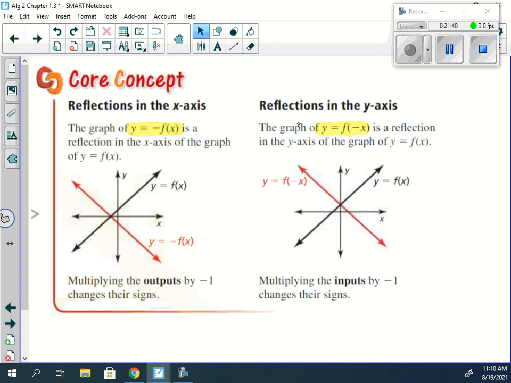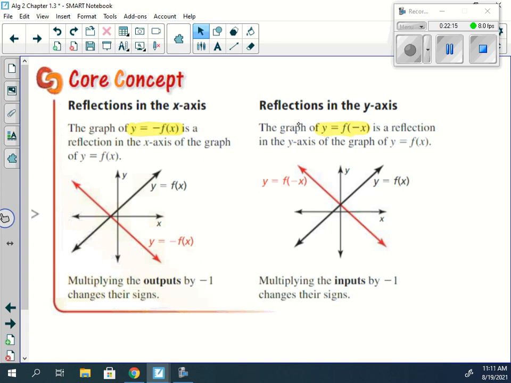Now, when I talked about these yesterday, I talked a little bit about inputs and outputs, affecting the input, affecting the output. When we talked about moving stuff up and down, we're talking about the output. We're changing the output and moving it up or moving it down. With reflections, again, with the x-axis, when we're reflecting across the x-axis, we're changing the output from positive to negative or negative to positive. And that's easier to see in this form because here, negative f of x, whatever the value for f of x is, we're changing it from positive to negative.